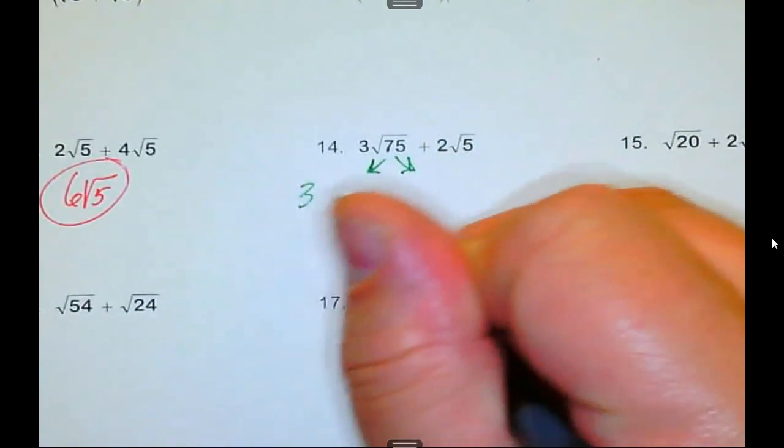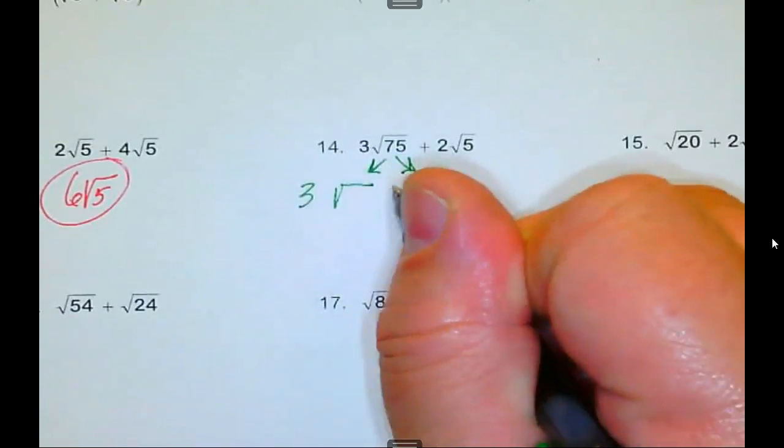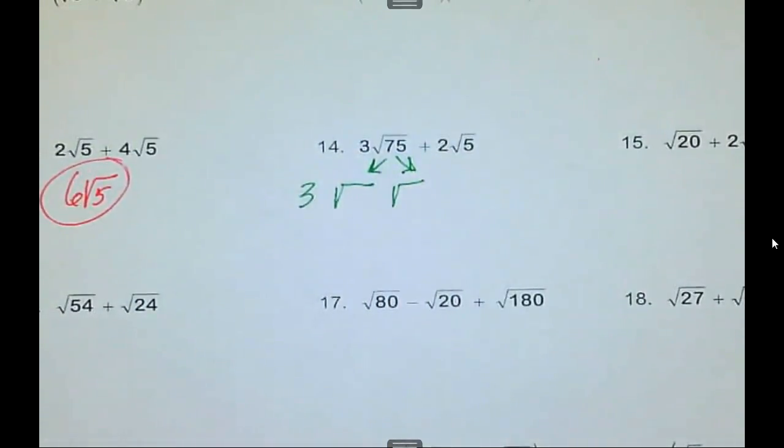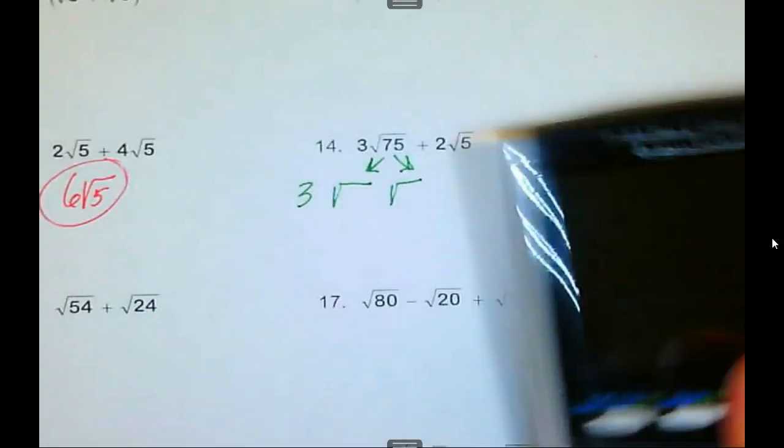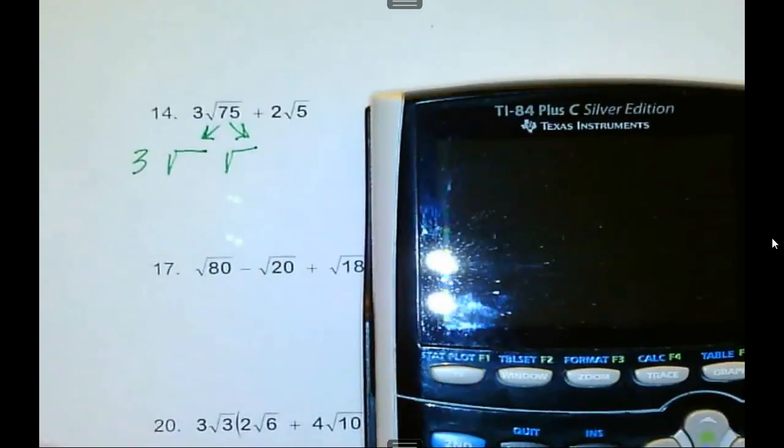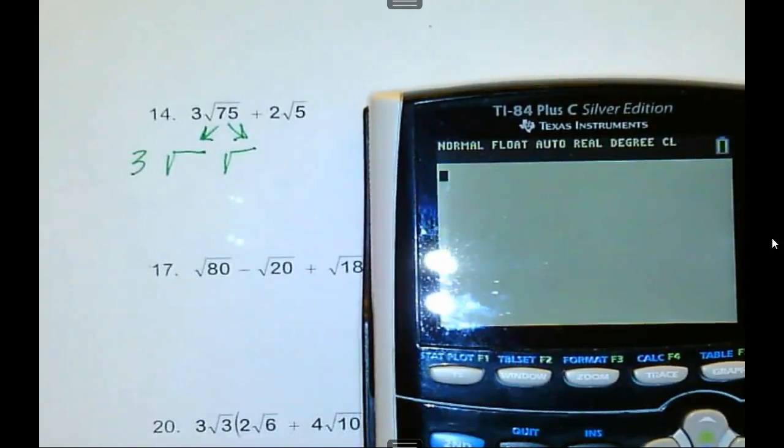So I'm going to carry down the 3. I need my perfect squares and my imperfect. 75, what's the largest perfect square that's a factor of 75? Remember how to do this? You could use your calculators. Take 75, divided by 2. I had 37 and a half. So what's the largest perfect square that's less than 37 and a half? 36. So let's try. 75 divided by 36.